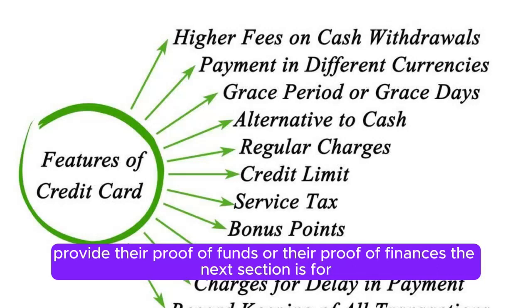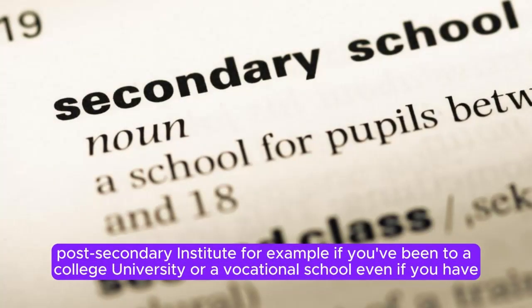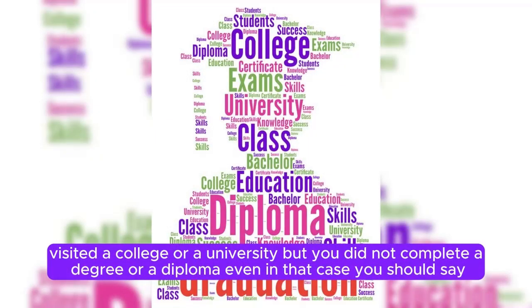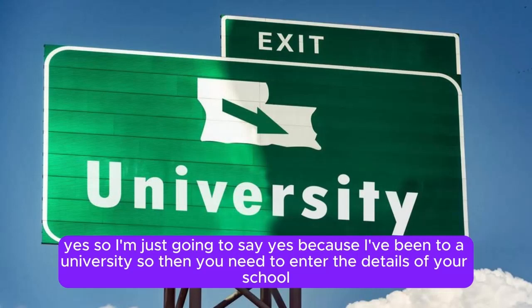The next section is for information about your education, work and other activities. So you need to specify, have you ever studied at a post-secondary institute? For example, if you've been to a college, university or a vocational school, even if you visited a college or a university but did not complete a degree or a diploma, even in that case, you should say yes. So I'm just going to say yes because I've been to a university.